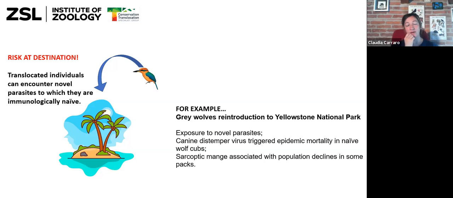It is, however, very important to consider not just those parasites which are moved with the host, but also those parasites at the release site and to which the released animal might be immunologically naive. The reintroduction of gray wolves to Yellowstone National Park provides a good example of exposure to novel parasites. We saw epidemic mortality in naive wolf cubs due to canine distemper virus, and also population declines in some packs of wolves because of sarcoptic mange.